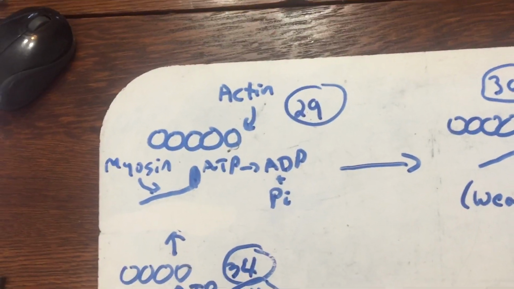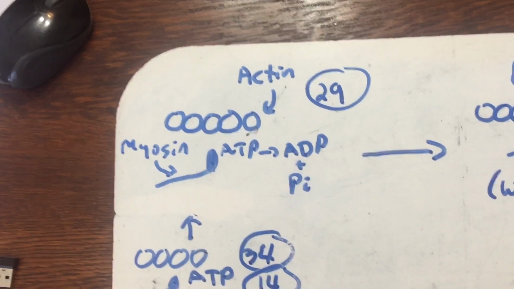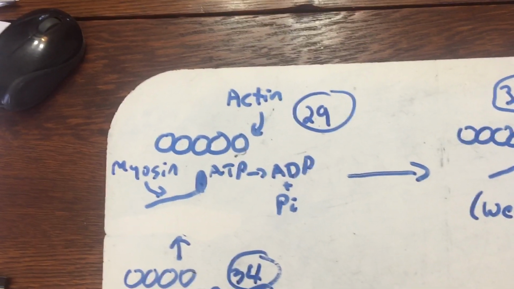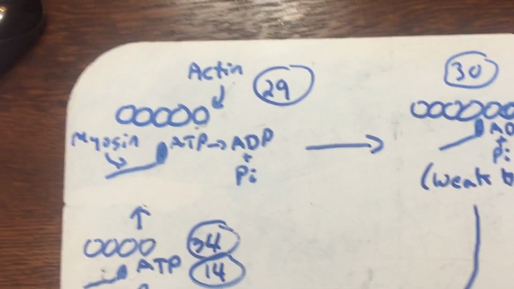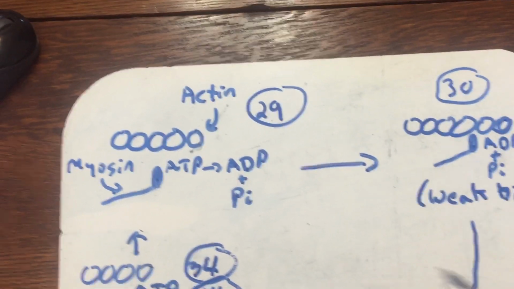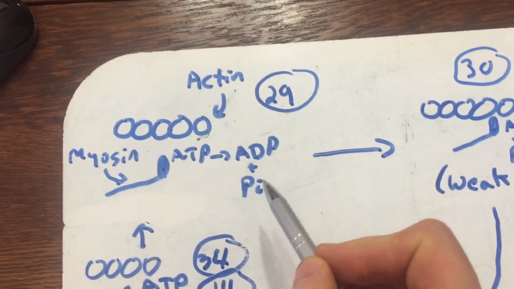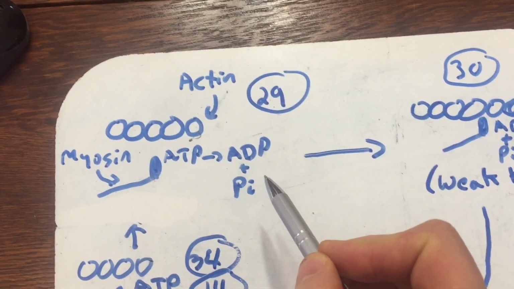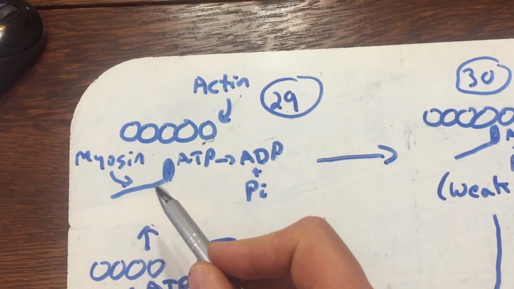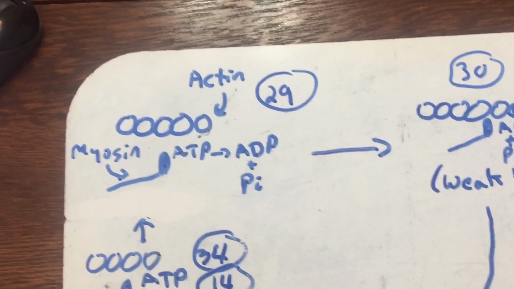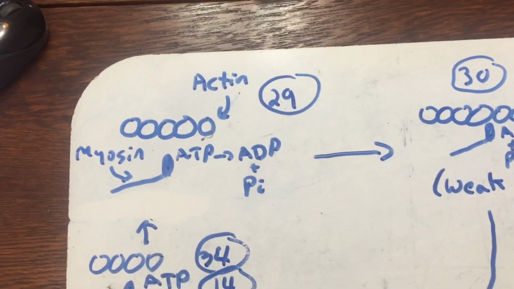So with number 29, kind of the first step in the cross bridge cycle is you have the myosin ATP is split into adenosine diphosphate and inorganic phosphate, and that causes the myosin to become energized. So it gives it energy to form cross bridges with the actin.